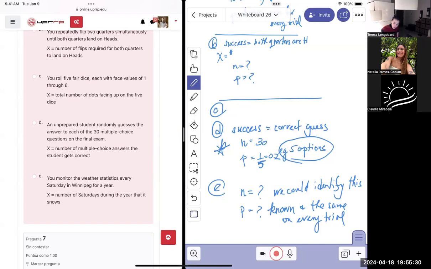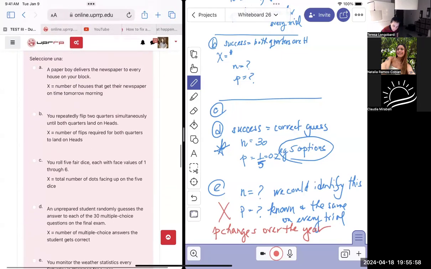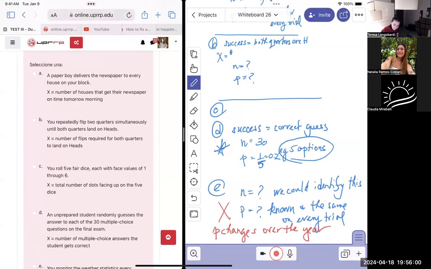So this one we know is not binomial, because even though we could find N and count how many Saturdays there are, we know that P changes. The probability of snow changes over the year. So this cannot be binomial. Similarly, there was another one, A.